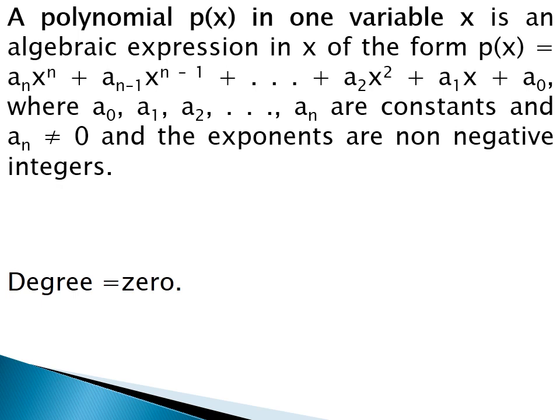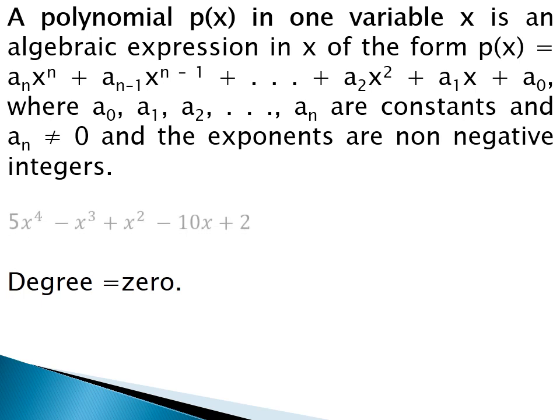Now I just want to remind you of the standard form of a polynomial. How to write the standard form of a polynomial? P of x equal to a n x raised to n plus a n minus 1 x raised to n minus 1 plus etc. plus a2 x square plus a1 x plus a naught, where a naught, a1, a2 up to a n are constants and a n is not equal to 0, and the exponents are non-negative integers. So now you understand why we specify that the first coefficient a n is never equal to 0: so that the highest power remains the same.